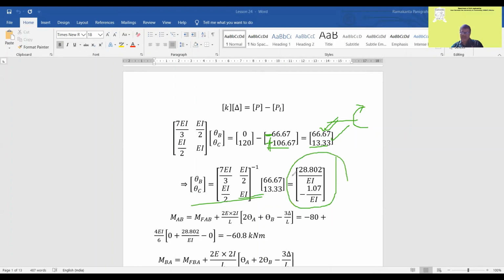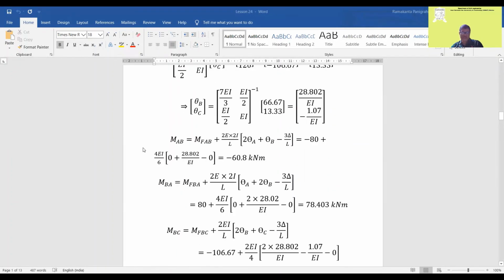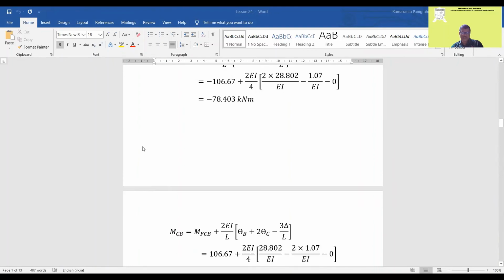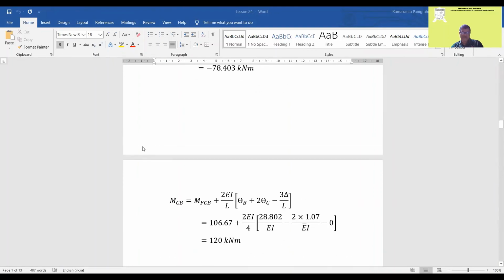Theta B is equal to 280.280 by EI. Theta C is equal to minus 1.07 by EI. Once you find these values, we can find the individual values, that is MAB, MBA, MBC, and MCB. MCB comes to be 120 kilonewton meter. So this is correct.